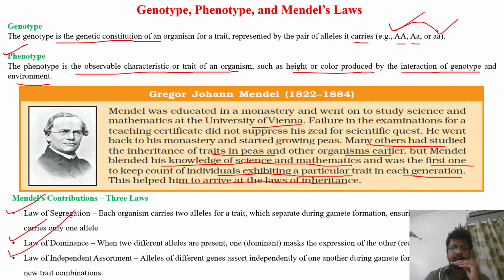The law of segregation states that each organism carries two alleles for a trait, as we discussed in the case of diploid organisms, which separate during gamete formation, sperm and ovum formation, ensuring each carries one allele. So these alleles are separated during gamete formation, and they again reunite during the zygote and development into the organism. And there is the law of dominance: when two different alleles are present, one dominant allele masks the expression of the other. We'll discuss what it is in detail in the next slide.